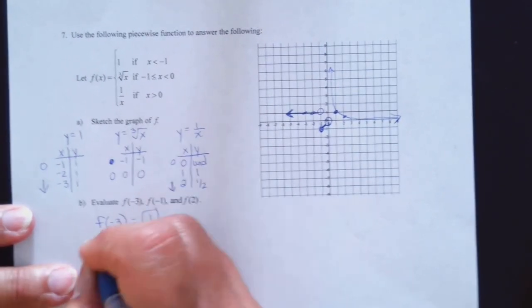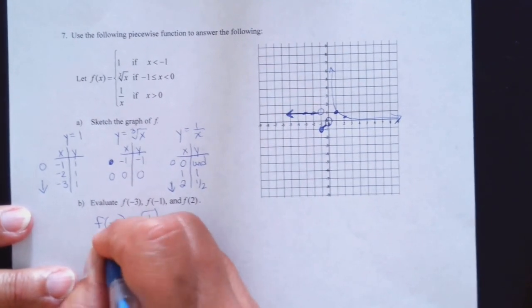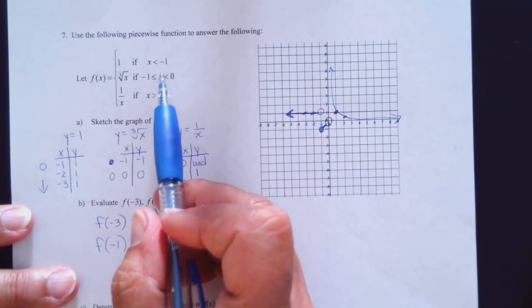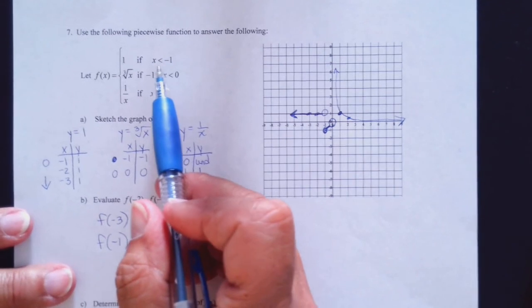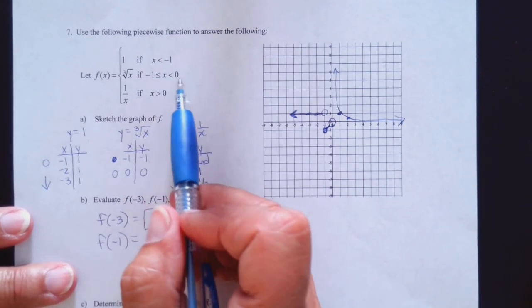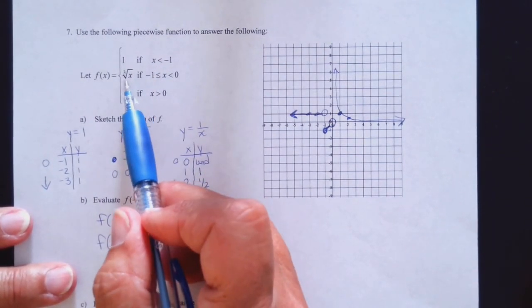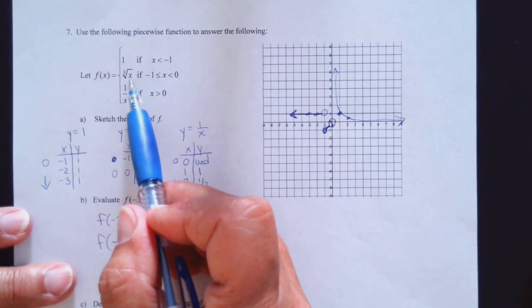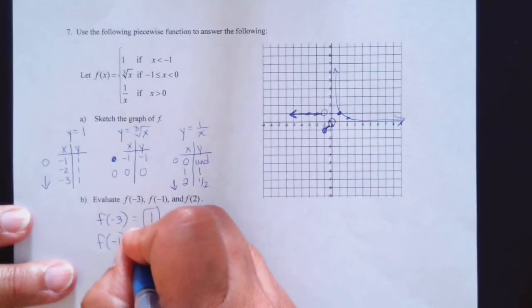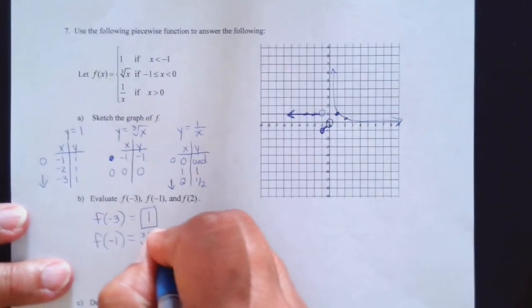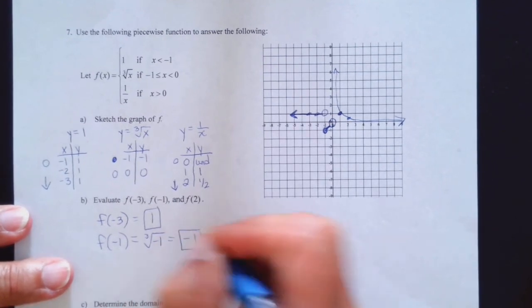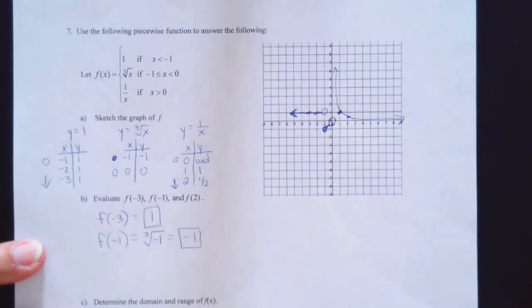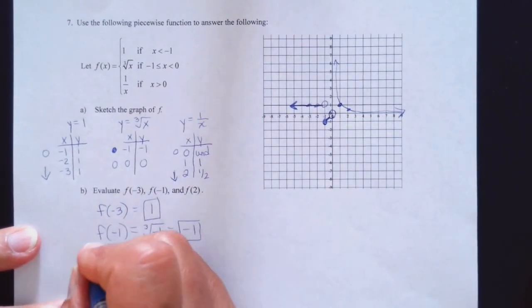Okay. Then I'm going to do f of -1. Well, -1 is not less than -1, it's equal to it. So now I'm going to use this equation. So I'm going to put -1 in here. So I'm going to do the cube root of -1, which is -1. And lastly, I'm going to do f of 2.